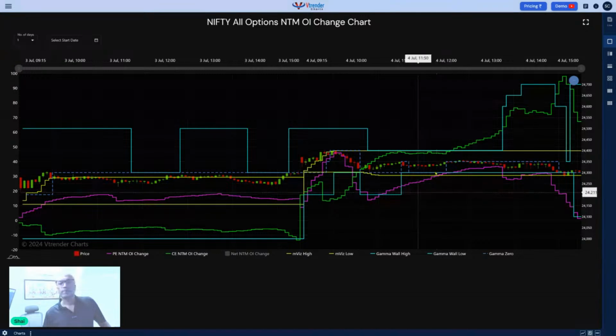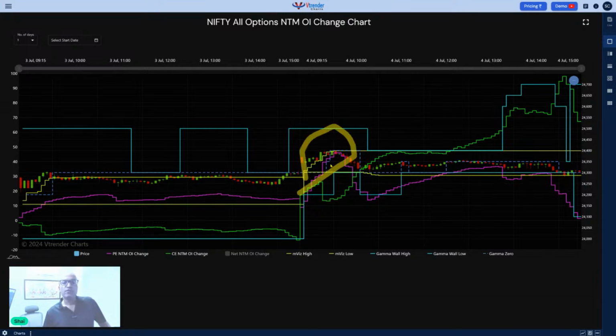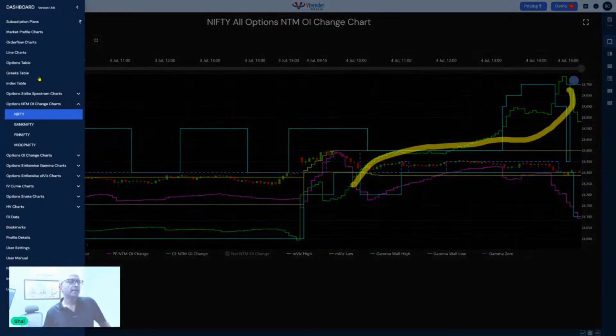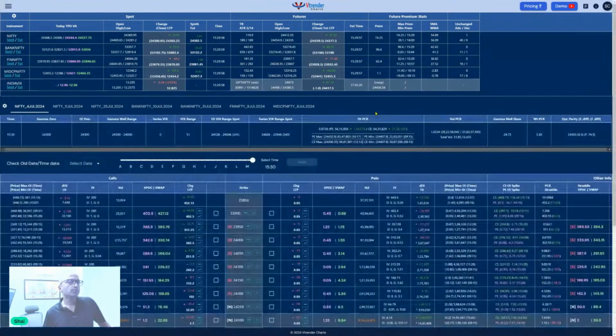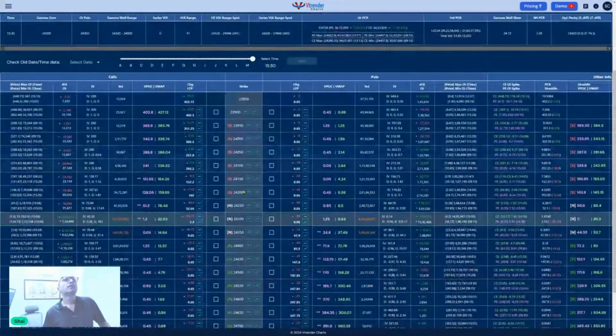What we noticed was that this was a very stable environment for writers today, in that 24,300. But right at the open, in that very first hour, there was a run done on put writers. Before that, there was a run on call writers. But after that, there was a stable open interest added throughout the day, right? And you could see that in the options table also. The open interest right through was going up higher in the 24,300 CE.